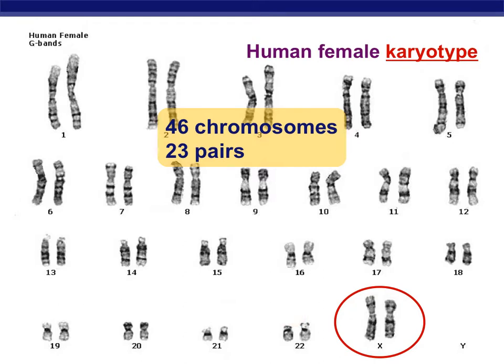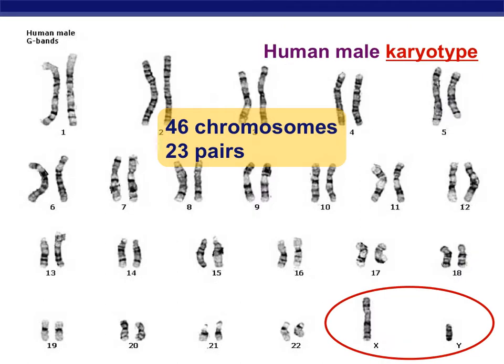And then here circled, a female is going to have what are called 2 X chromosomes. Males are going to have the same chromosomes as the females, except instead of having 2 X chromosomes, they have an X and a Y chromosome. There's going to be a lot more on that later as we continue into studying genetics.